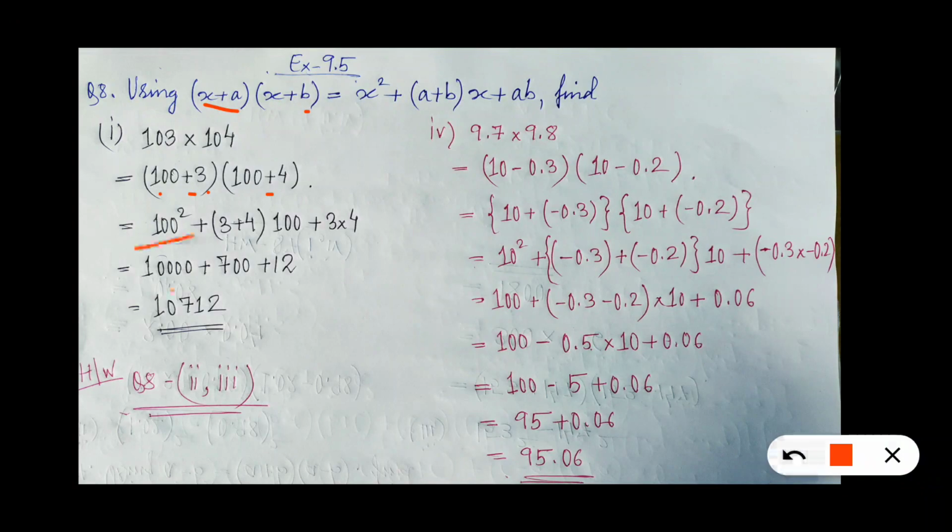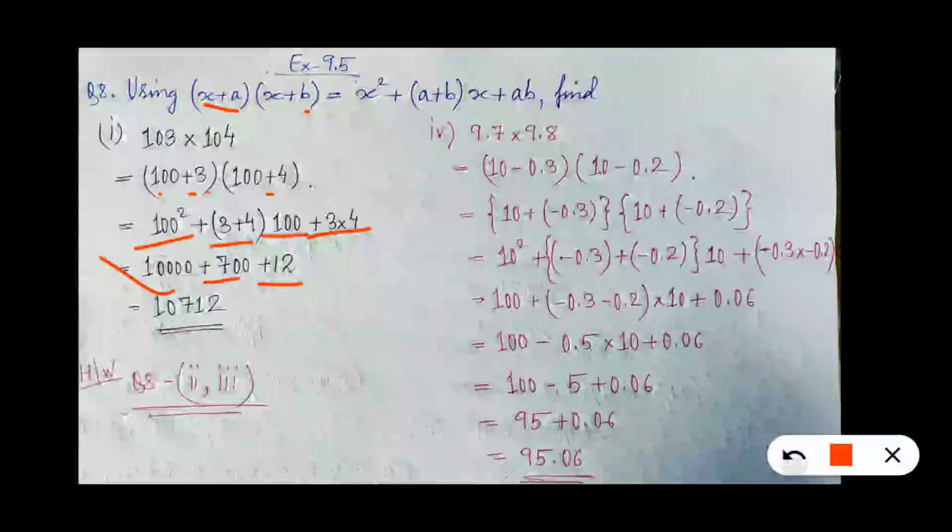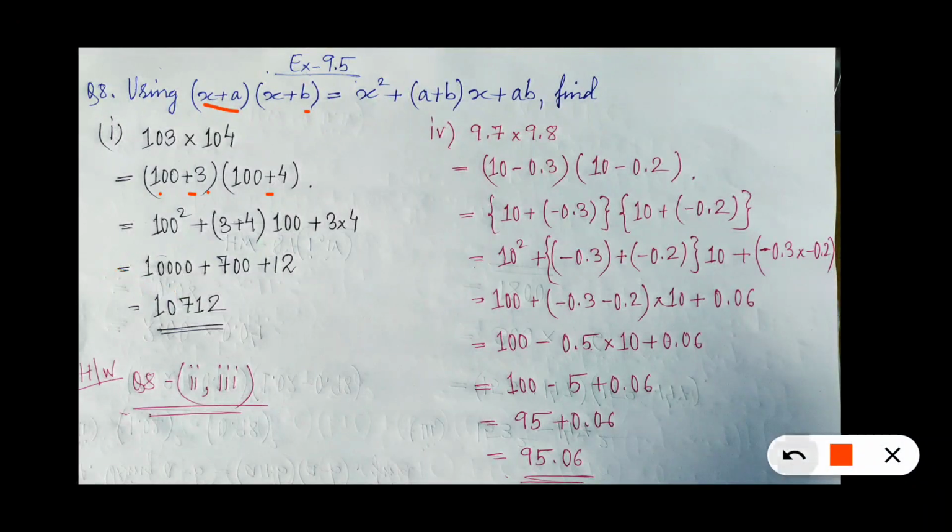100 square will give you 10,000. 3 plus 4 is 7, into 100 is 700. 3 4s are 12. After adding this, you'll get 10,712. Very easy, isn't it? Let's move to Roman number 4.